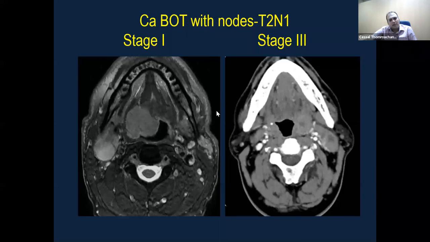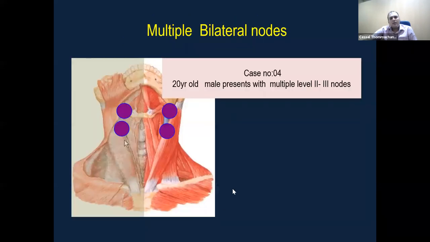And both are treated by chemoradiation. Now coming to one of the important factors which we discussed, the age of the patient. Suppose a 20-year-old male presents with multiple level 2 and level 3 nodes, then what are the possibilities you have to think of?